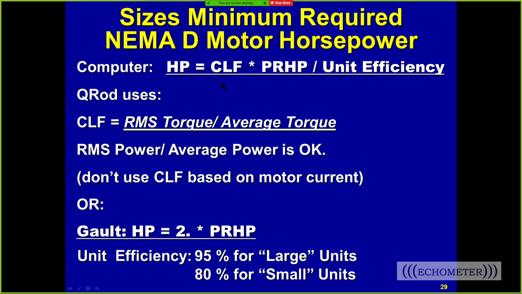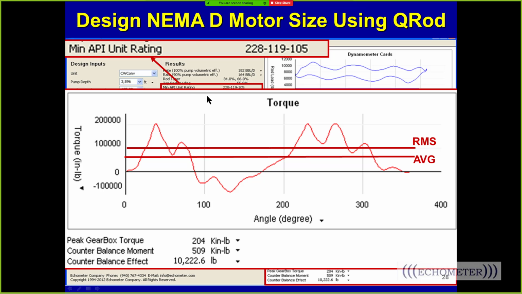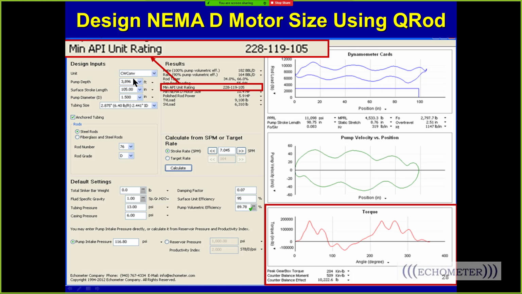And then we take the cyclic load factor times the polished rod horsepower, which is, hold on, let me get that. Polished rod horsepower is right here. Nope, where's polished rod horsepower?